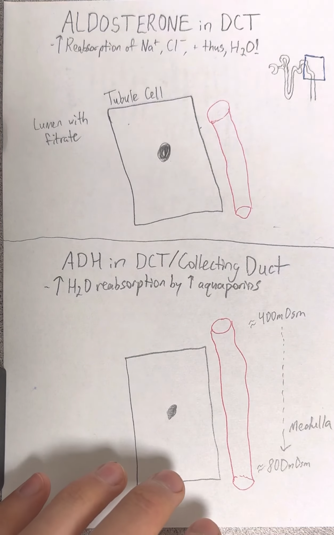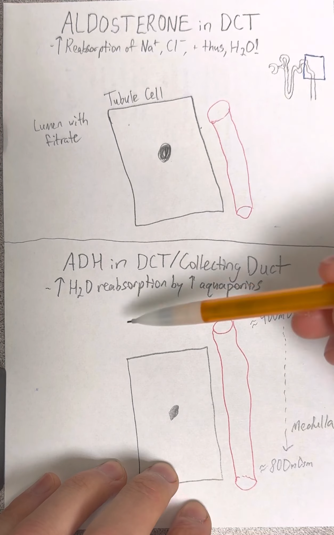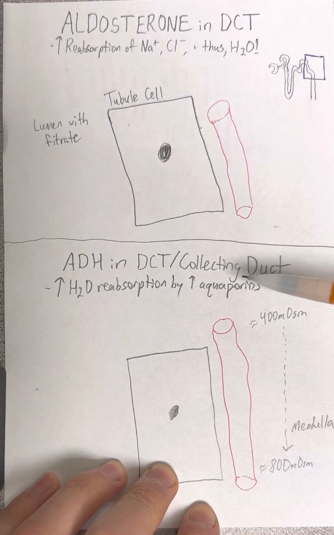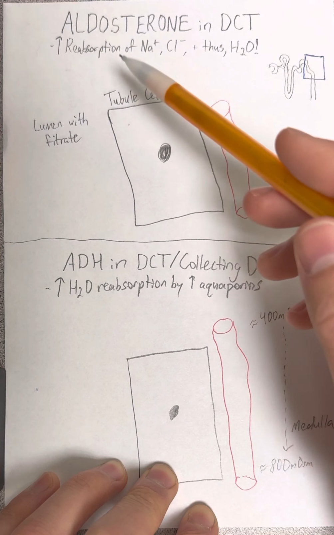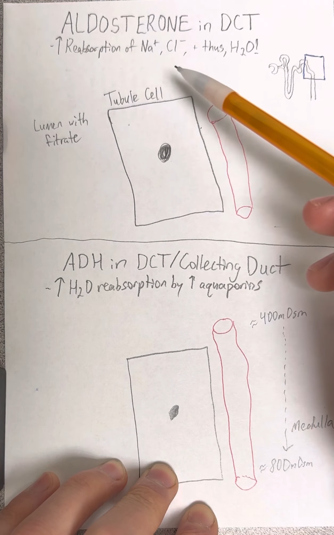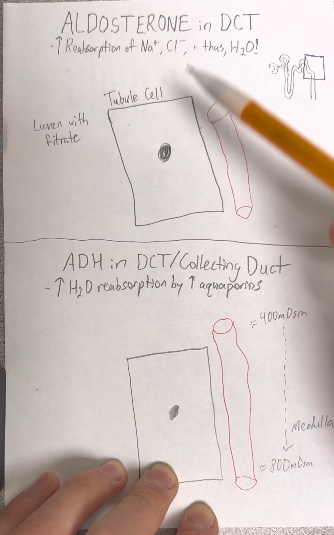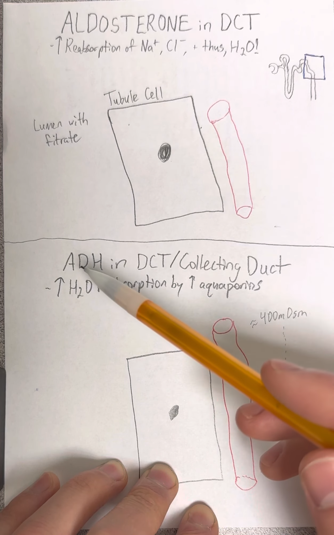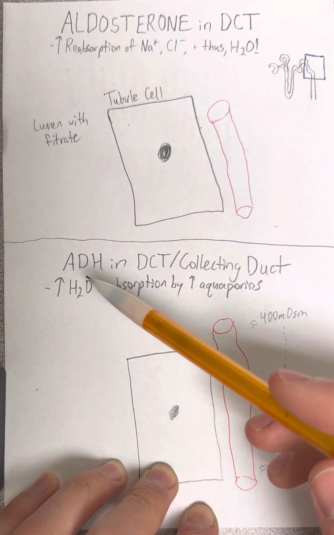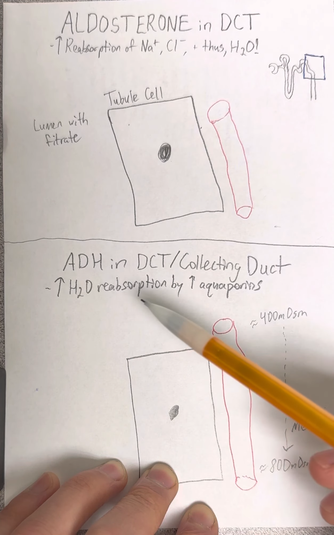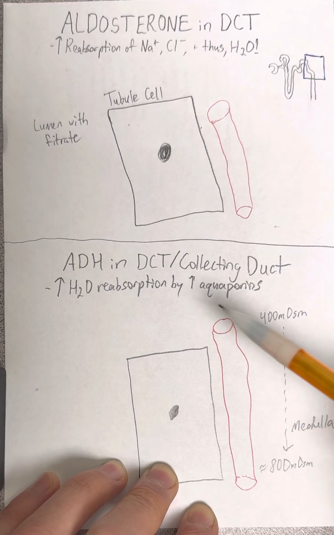I'm going to show you how aldosterone and ADH both work on the distal convoluted tubule and the collecting duct of the nephron, which is found at the last tail end of the nephron. Aldosterone helps to reabsorb sodium and chloride, and therefore water will follow, so it reabsorbs all three of these things. And then I'll talk about ADH, which is called antidiuretic hormone, otherwise known as vasopressin, and how it acts to just increase water reabsorption through the increase of aquaporins.